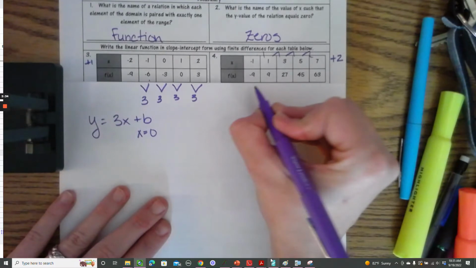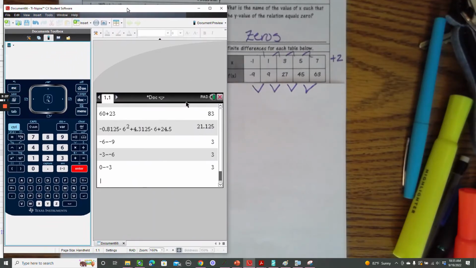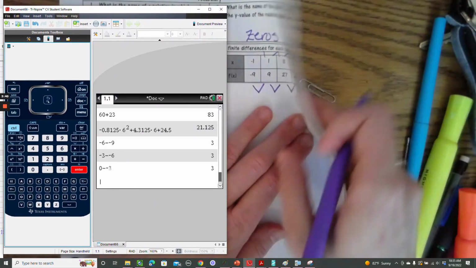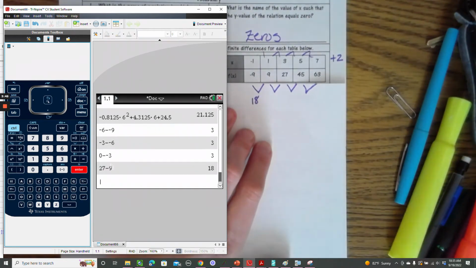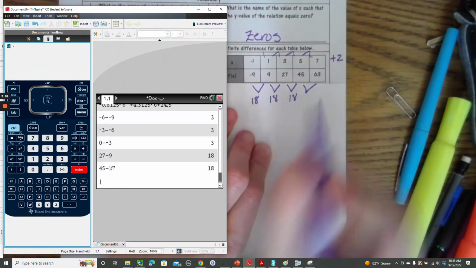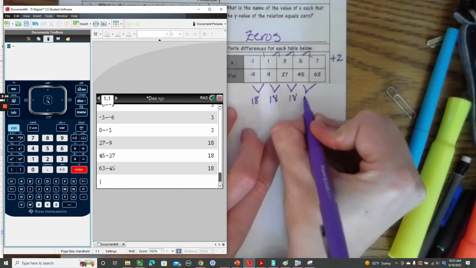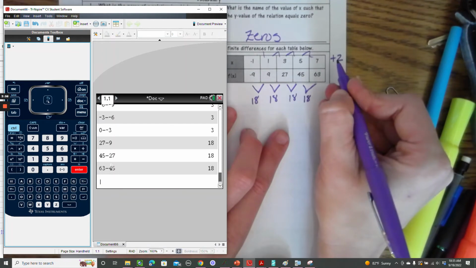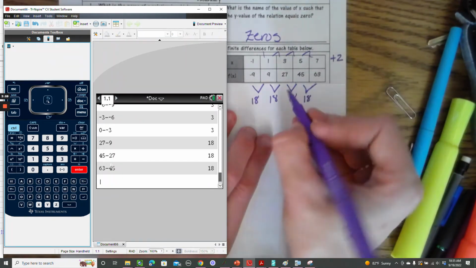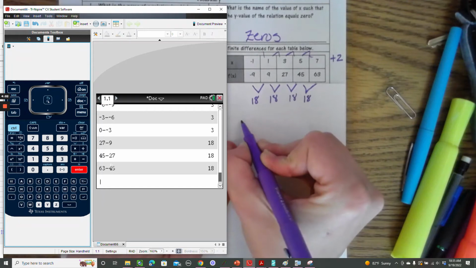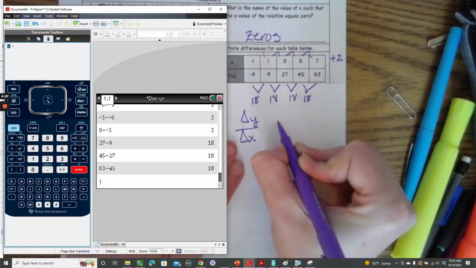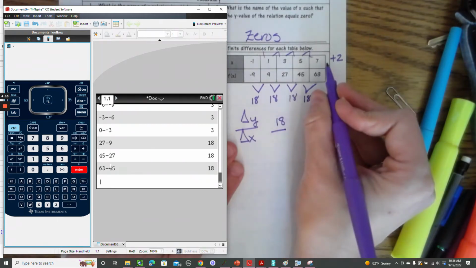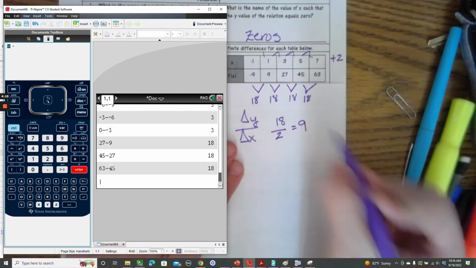All right, 9. Sorry, it froze. 9 minus -9 is 18. Okay. 27 minus 9, 18. 45 minus 27, 18. 63 minus 45, 18. All right, since my change in x is not 1, I take the change in y divided by change in x. So change in y is 18, divided by change in x is 2. So that's my slope.